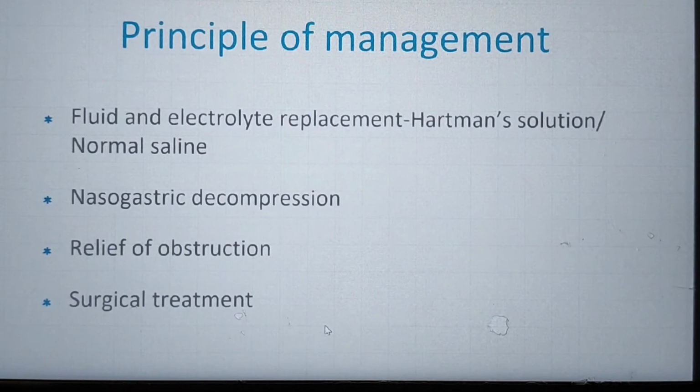So the principle of management in intestinal obstruction is, first, we need to hydrate the patient with fluid and electrolyte replacement. And then we have to decompress the bowel. Usually we'll insert an NG tube, and also we'll try to relieve the obstruction. And if conservative management still cannot improve the patient's condition, we'll proceed with surgical treatment.